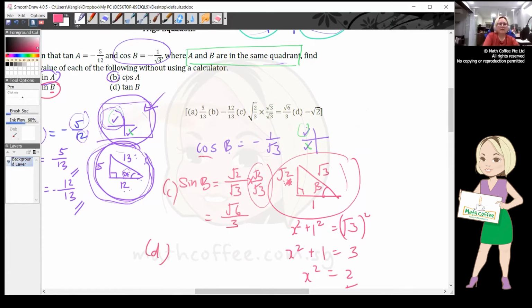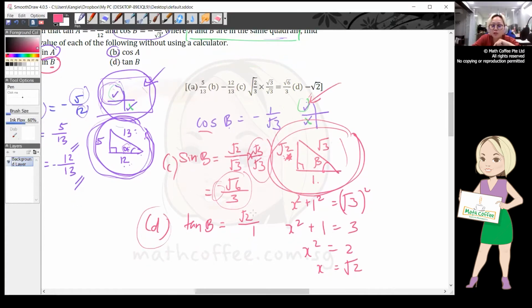Okay, now part D. Tangent B. So very easy already. Now look at the triangle, OA. So square root 2 over 1. Oh, just now I missed one step. I have to check whether this one is positive or negative, right? Because I'm in the second quadrant, sine is positive, so I don't have to put any minus. Understand? Now part D. Tangent B is square root 2 over 1, so I just put square root 2.